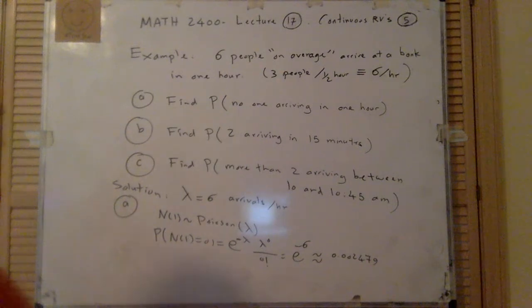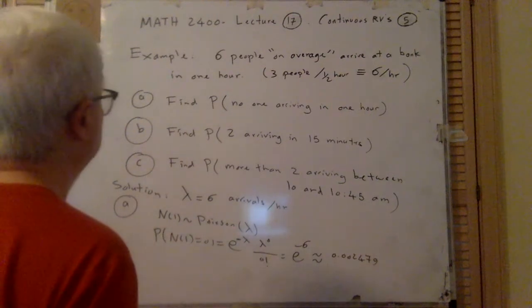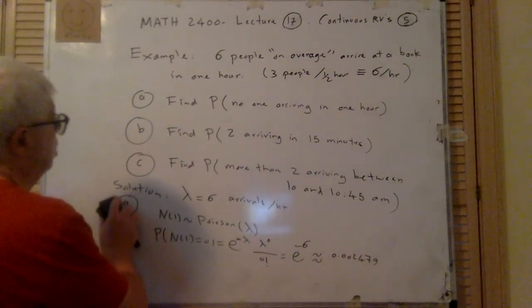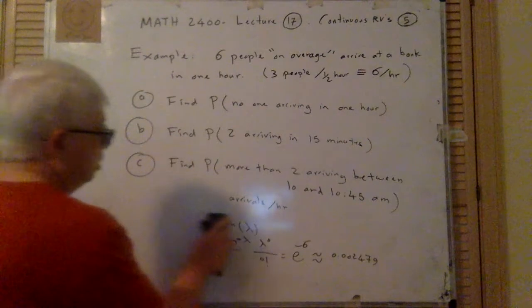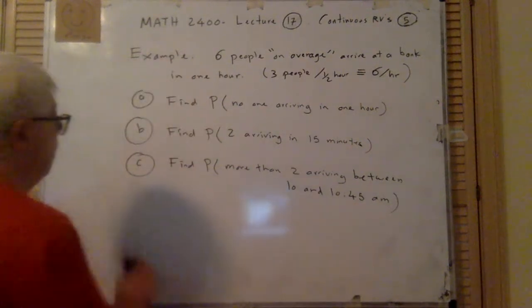So with that average of 6 people per hour, there's a small chance that nobody comes in any 1 hour period. So that is the first part, A. Let me erase this and do B.